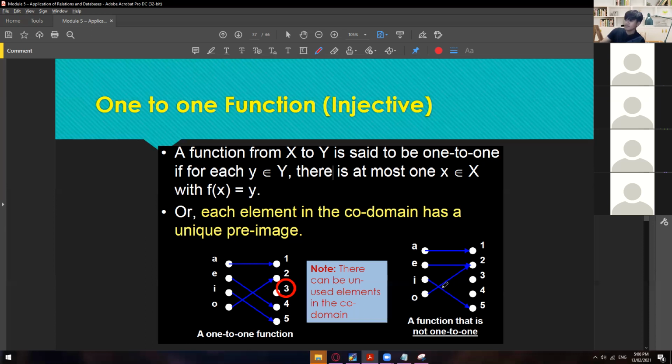And another one here is this one. As you can see, we have two partners now for your y, wherein this one now is not a one-to-one function. So when we say one-to-one, one partner only for x and one partner only for y. And then for y, we have an exception. Some of them can be unused.